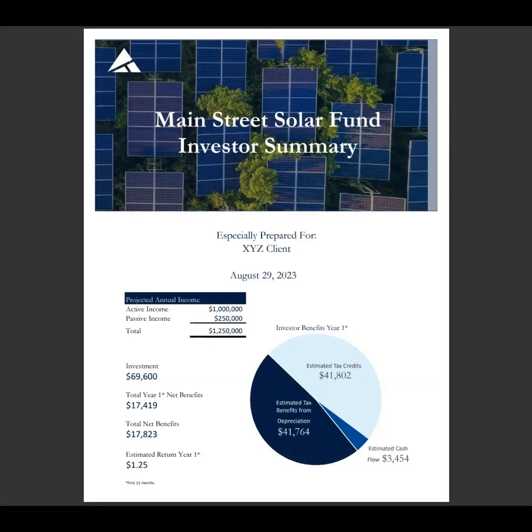Absolutely. Take us through this first page here. I know we have an example of someone who has $1 million in active ordinary income, $250,000 in passive ordinary income, and how does the model calculate that as we look at this initial page in here? Again, we'll go through some more details here in just a minute as we walk through that.